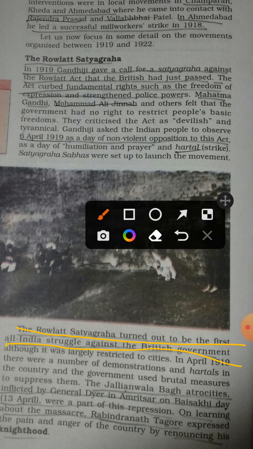The Jallianwala Bagh massacre, inflicted by General Dyer in Amritsar on Baisakhi Day, 13 April, was a part of this repression. On learning about the massacre, Rabindranath Tagore renounced his knighthood.